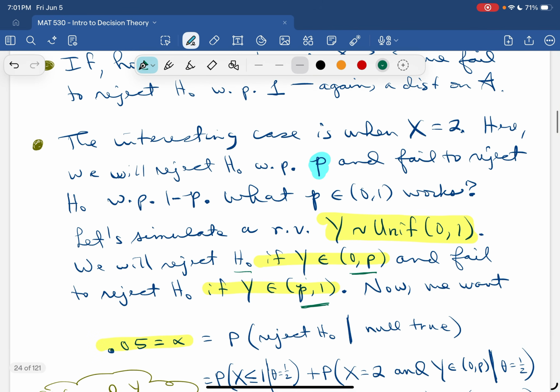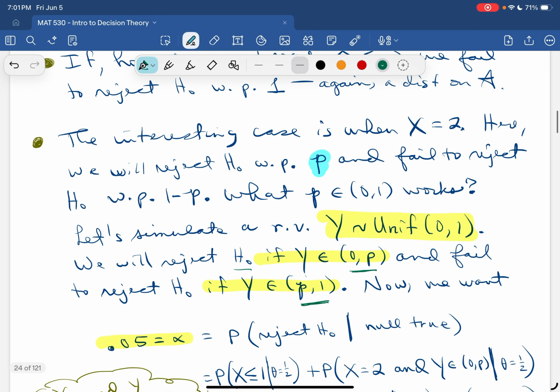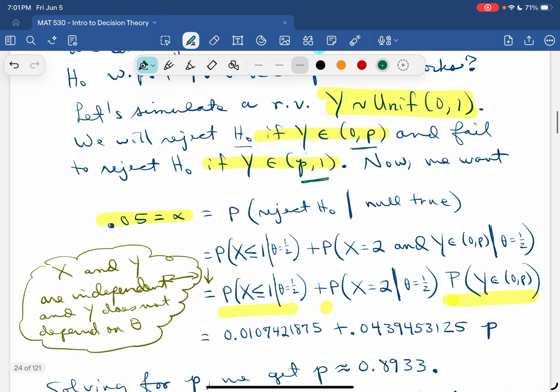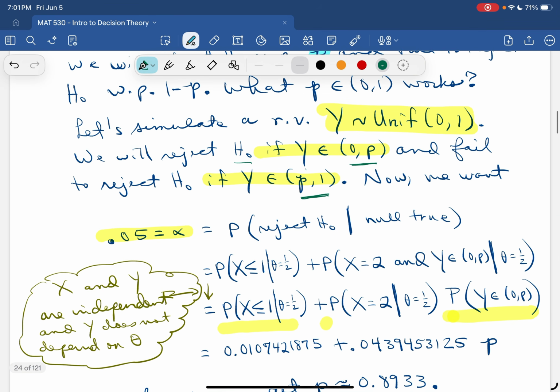And so now let's see what little p will work to make our significance level exactly what we need it to be. All right, so we're looking at the probability that we reject H naught given that the null is true. And so that's going to be equal to the probability that x is less than or equal to 1, given that theta is 1/2, plus the probability that x is 2 and that random variable y is in this interval from 0 to p, given that theta is 1/2.